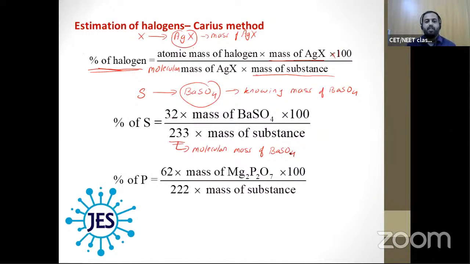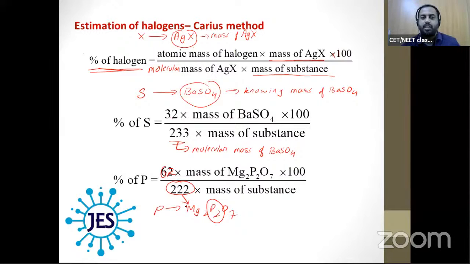Similarly, phosphorus is converted to Mg2P2O7. Here, since there are 2 phosphorus atoms, you should take the value as 62, not 31. Atomic mass of phosphorus is 31, but because there are two phosphorus atoms there, you should take it as 62. 62 into the mass of Mg2P2O7 divided by 222. 222 is the molecular mass of Mg2P2O7, into mass of substance.